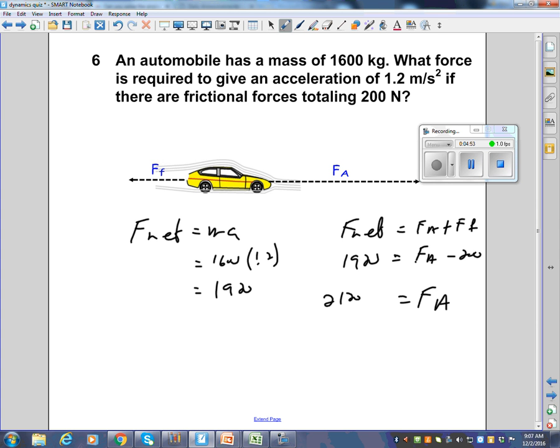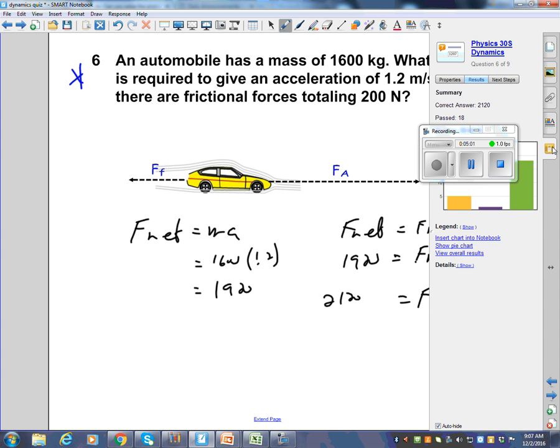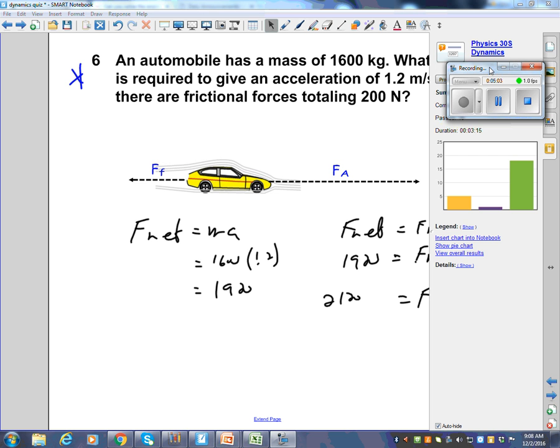Do you think there'll be a question like that on the test? Oh. More than one. No, there won't be more than one. How did they do? Ooh.